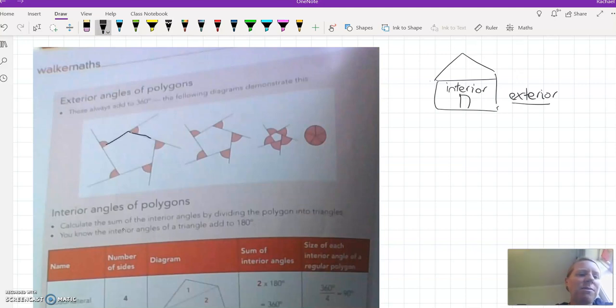Oh, sorry, mate. I've got this fancy new computer and I'm just getting used to how the stylus works.